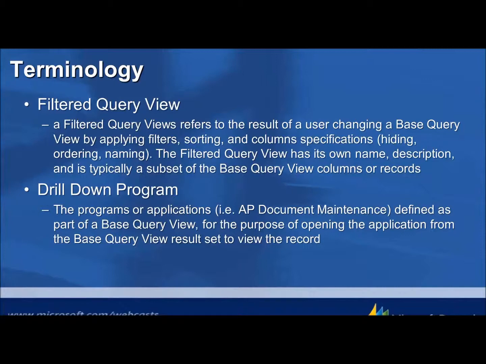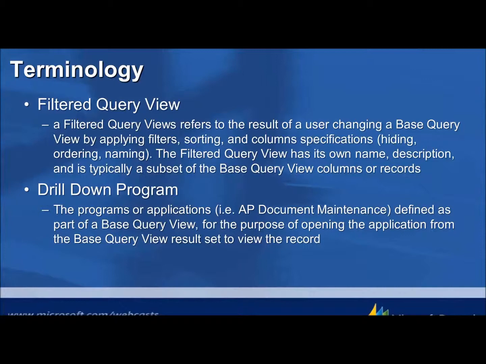A filter query view refers to the result of the user changing a base query view by applying filters, sorting, and column specifications such as hiding, order, or renaming the columns. The filter query view has its own name, description, and is typically a subset of the base query view columns or records.